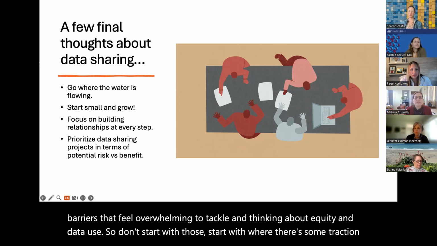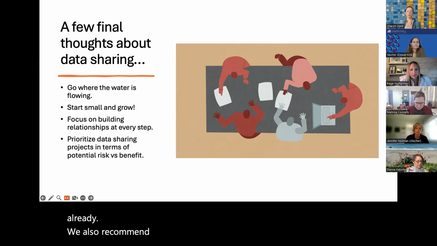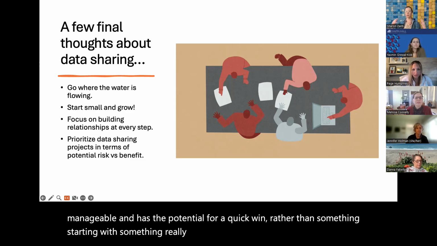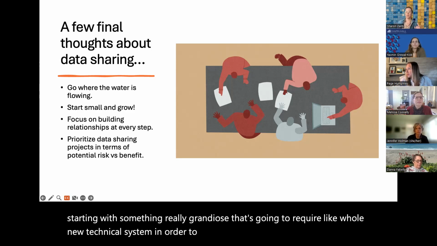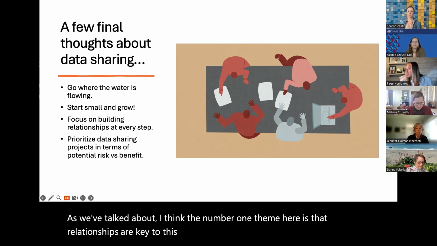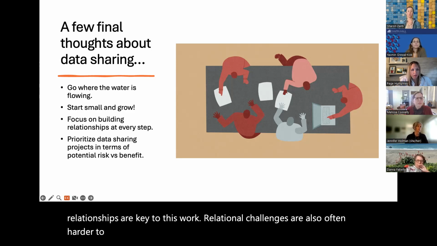We also recommend starting with a data sharing project that is small and manageable and has the potential for a quick win, rather than starting with something really grandiose that's going to require a whole new technical system in order to implement. As we've talked about, I think the number one theme here is that relationships are key to this work. Relational challenges are also often harder to solve than technical ones, so work on building relationships wherever you can.